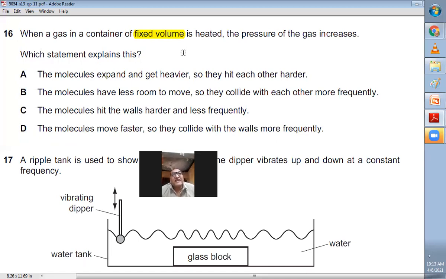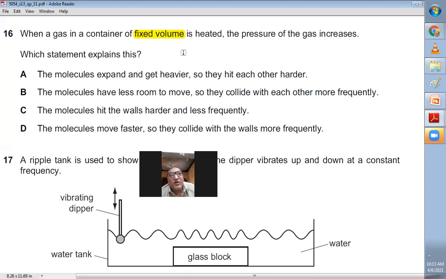When a gas in a container of fixed volume is heated, the pressure of the gas increases. Which statement explains this? The molecules expand and get heavier, so they hit each other harder. You see this molecules expand thing, that is totally wrong. The molecules do not expand. The molecules have less room to move, so they collide with each other more frequently. No, the volume is fixed. It means the volume is not decreasing. So B cannot be the answer.